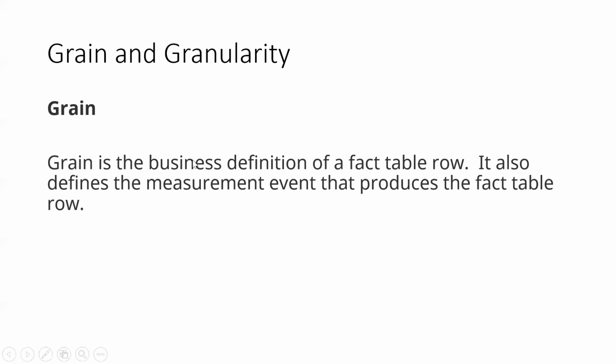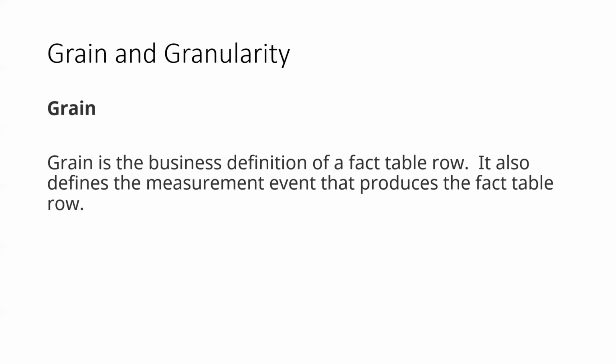So grain, what is it? Grain is the business definition of a fact table row. When we are getting the requirements and have the task to create the fact table, the product owner or our team lead can tell us to create the fact table with this particular grain. So what is grain actually? We can also say it is what a particular row of this fact table signifies. That is called grain.